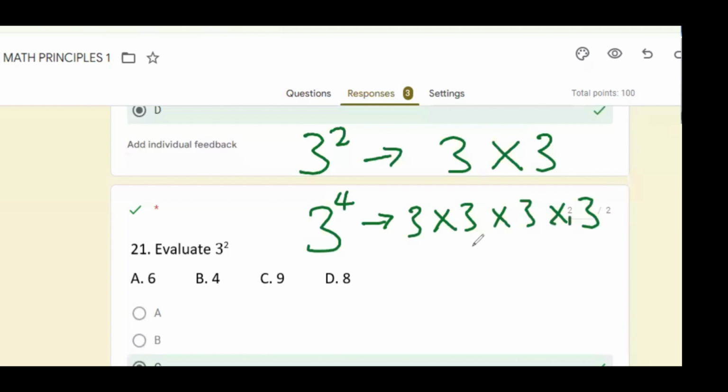9. Use that 9 to multiply the next 3. 9 times 3 will give you 27. If you write 27 and you use the last 3 to multiply it, 27 times 3 will give you 81.